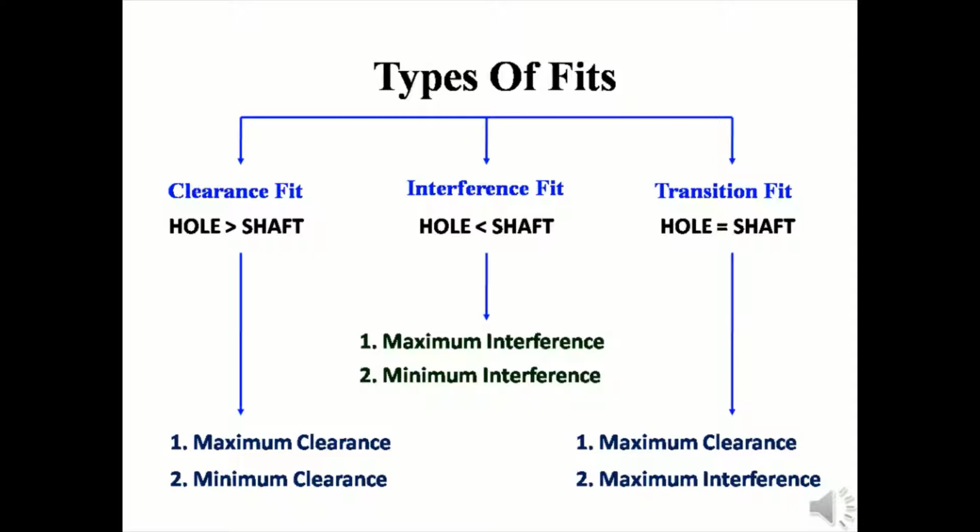Now what is maximum clearance and minimum clearance? Maximum clearance is the difference between the minimum size of the shaft and the maximum size of the hole, whereas minimum clearance is the difference between the maximum size of the shaft and the minimum size of the hole. As you can see, in the clearance fit there exists maximum clearance and minimum clearance, same as in interference fit there is maximum interference and minimum interference, but in transition fit there is maximum clearance and maximum interference, as transition fit exists between these two fits, that is clearance fit and interference fit.